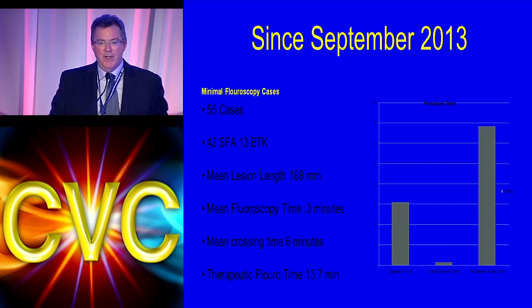And we looked at our 55 cases. We had 42 SFAs and 13 below the knees. And again, very similar to what I had before, mean lesion length of 169 millimeters. You look at the mean fluoroscopy time, again, 0.3 minutes, which was very similar to my initial slide that I had with 0.24 minutes. Our mean crossing time was 6 minutes. And again, if you look at the therapeutic fluoroscopy time, 13.7 minutes.